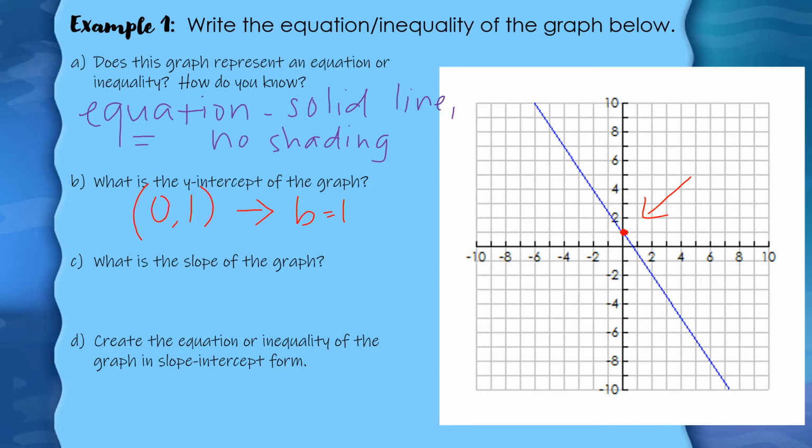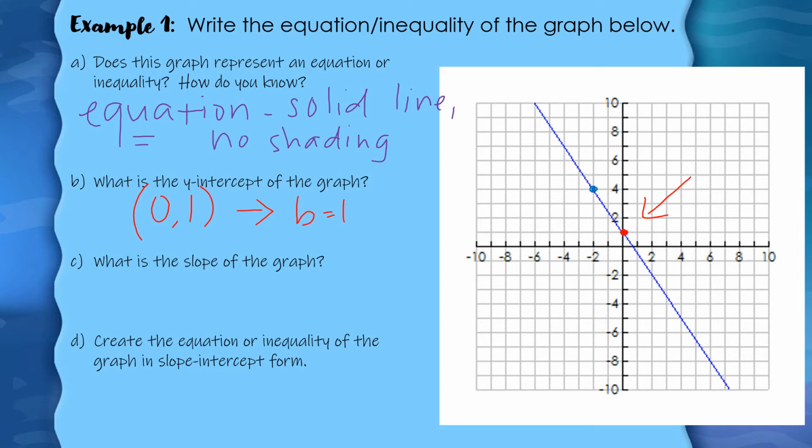So now for the slope, I need to find points on this line and determine what my rise over run is. I know that the slope is going to be negative because the graph is going up and to the left or down and to the right. So we want to look to see where we see another point on our graph. I see one here at (-2, 4). So that would mean that this is rising 1, 2, 3 and running 2.